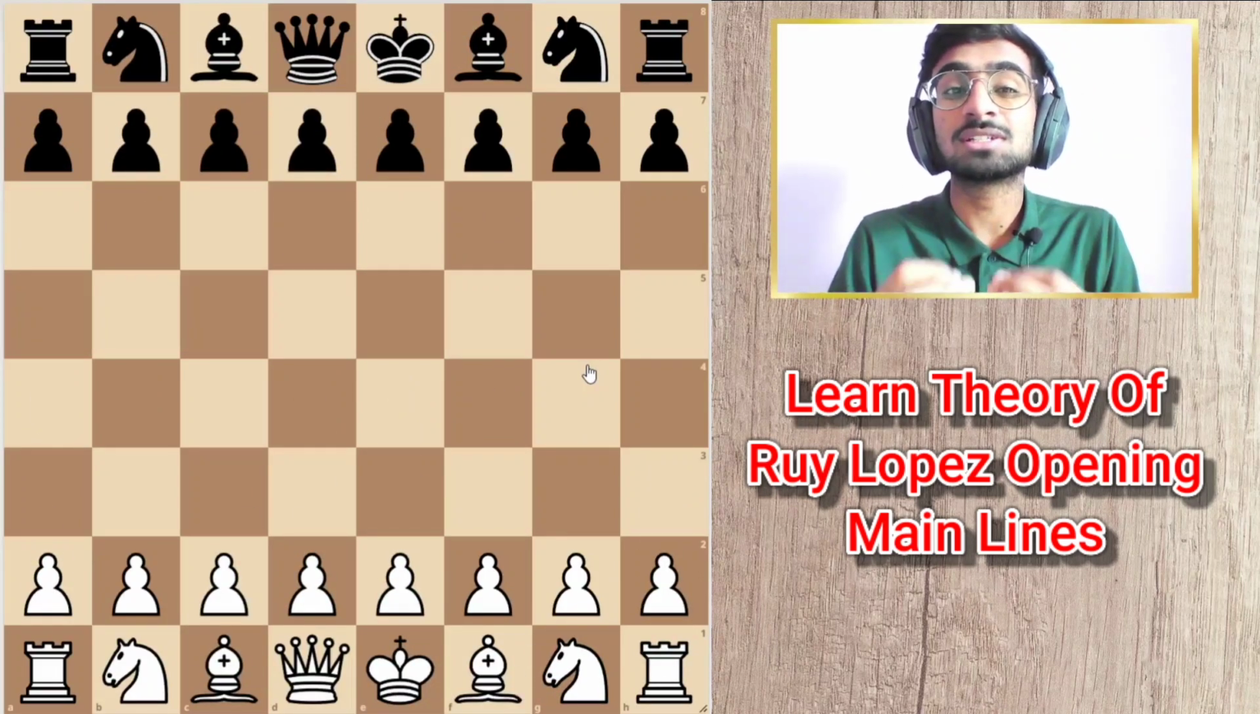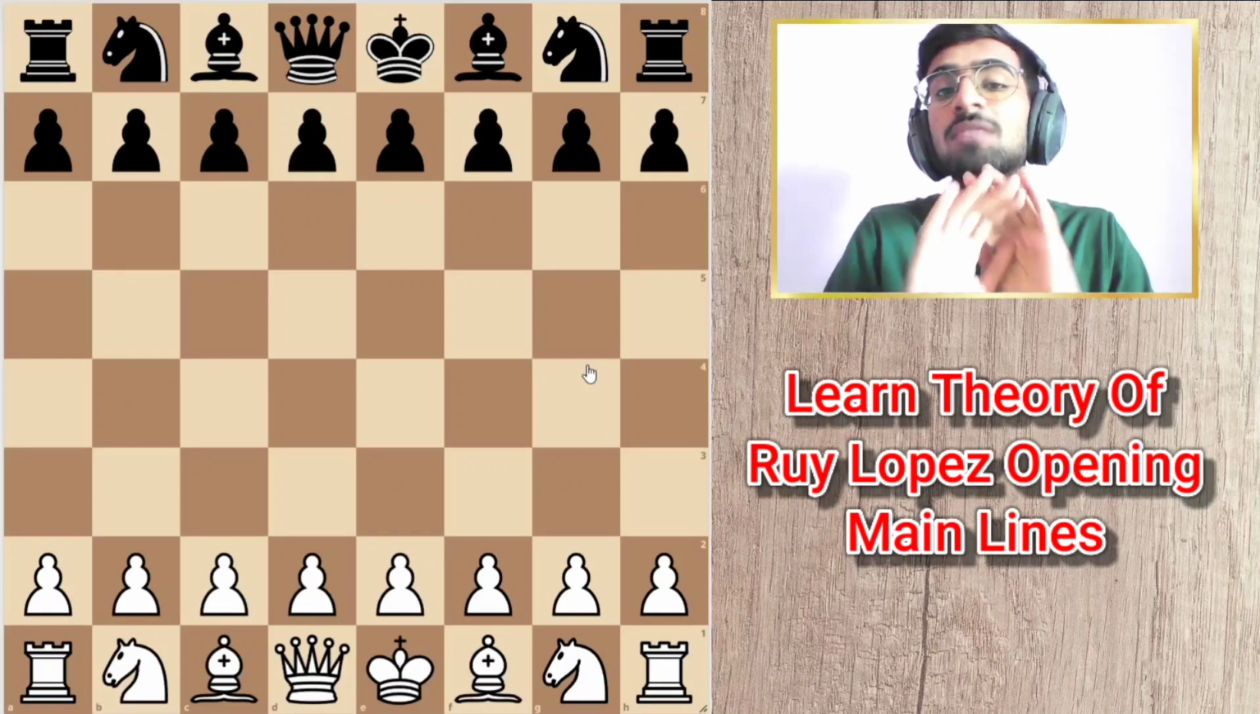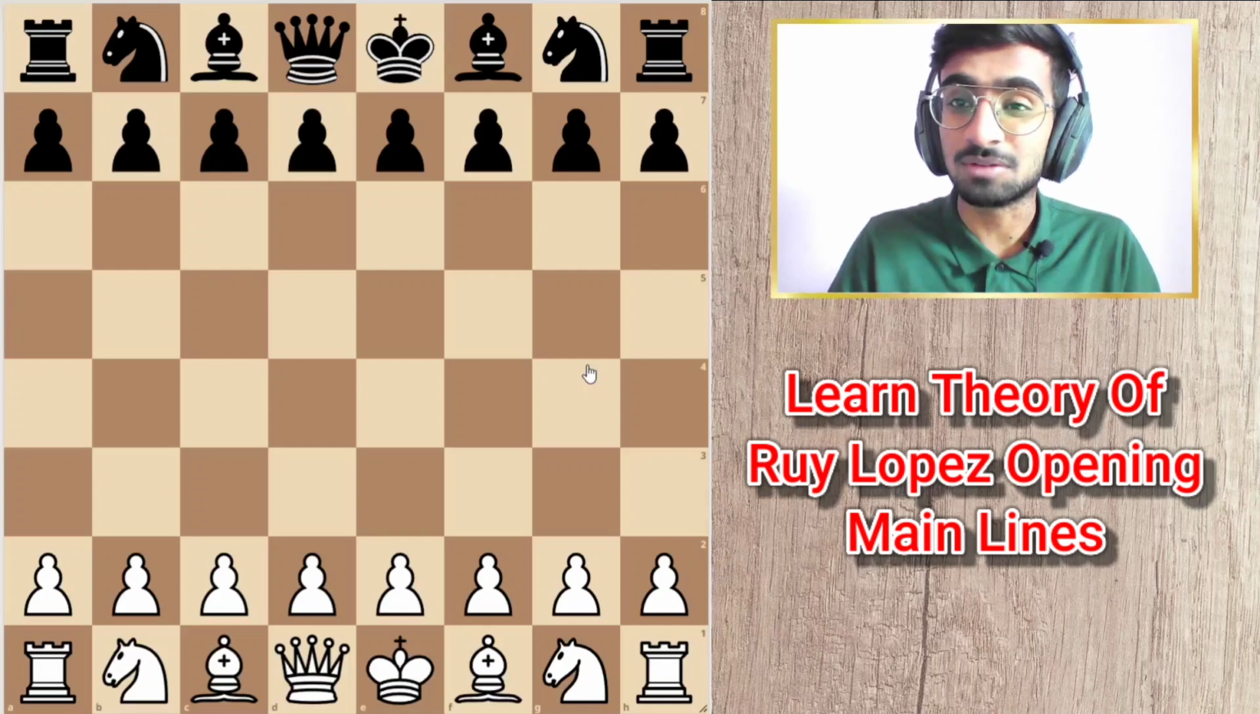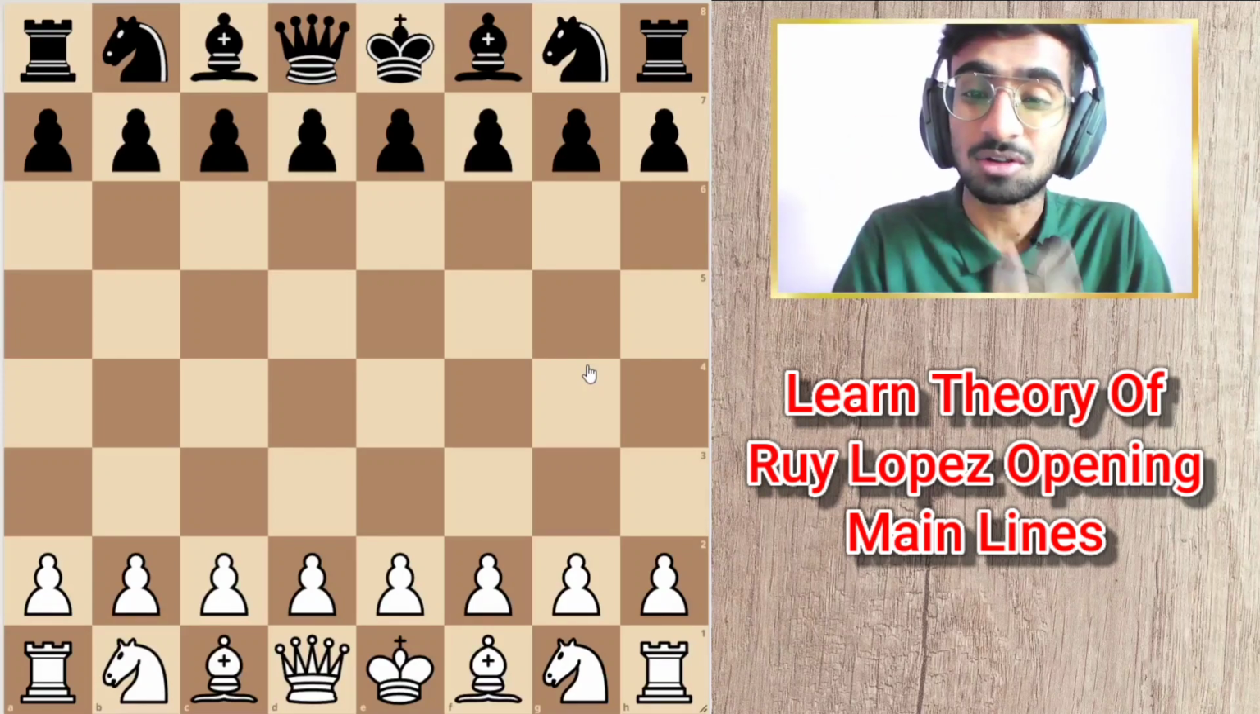So this second variation is the Marshall attack, and it is very common at the higher levels. So I think it's a must know variation for everyone. So let's see what is the theoretical line of this.